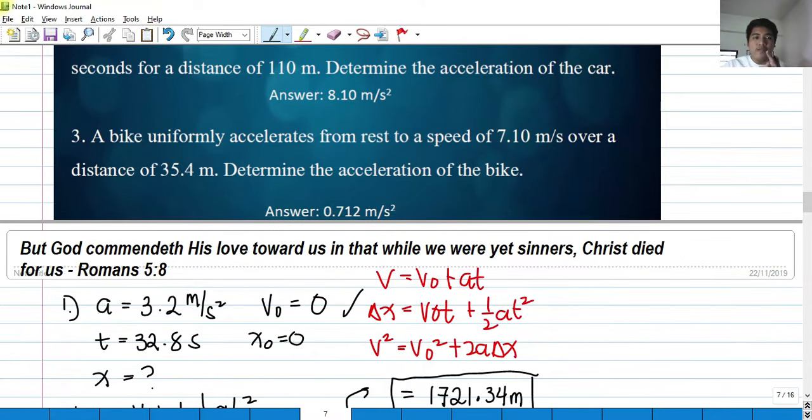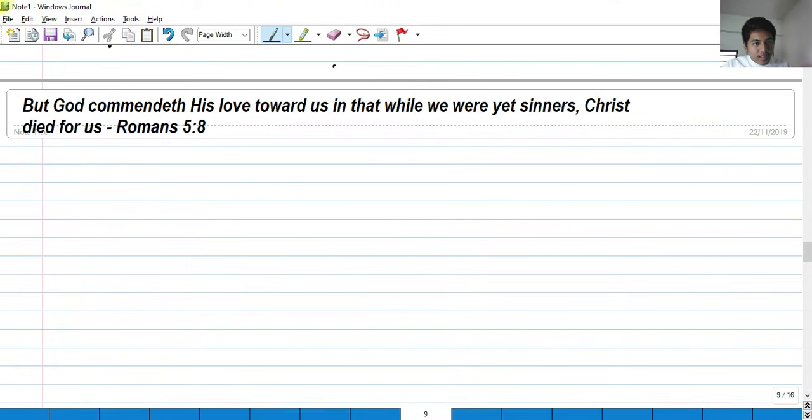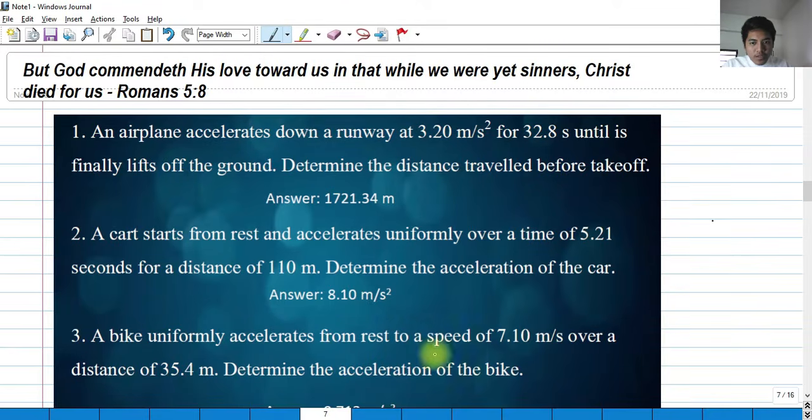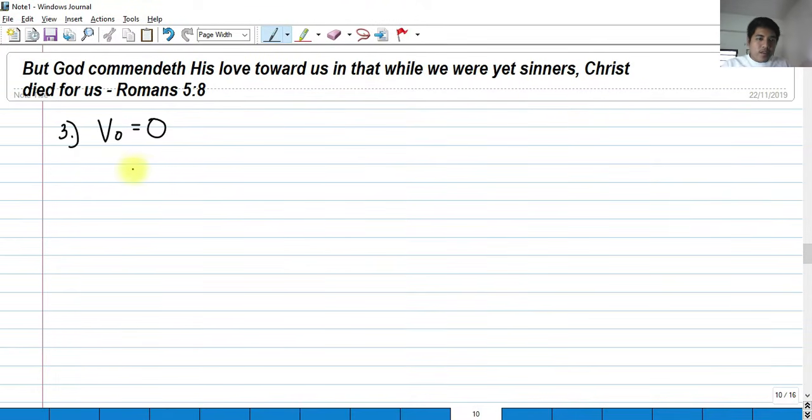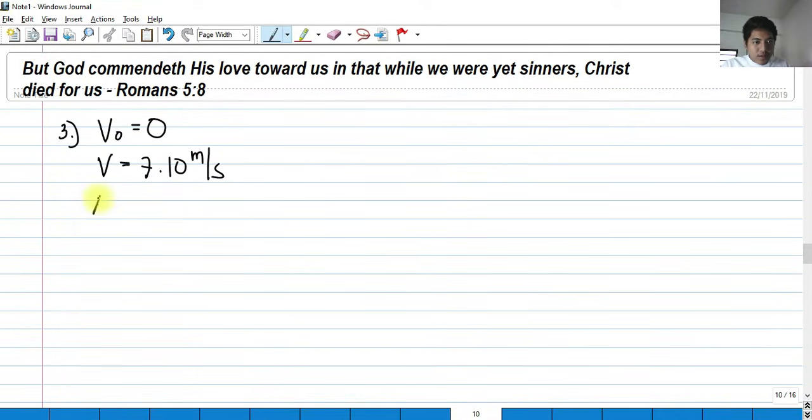So for number 3, the last problem for this video: a bike uniformly accelerates from rest to a speed of 7.10 meters per second over a distance of 35.4 meters. Determine the acceleration of the bike. Again, it starts from rest, so our initial velocity is 0. From rest to a speed of 7.10 meters per second, so that is the final velocity. And a distance of 35.4 meters, so that is the x. Again, our x naught is 0 because it starts from the reference itself.